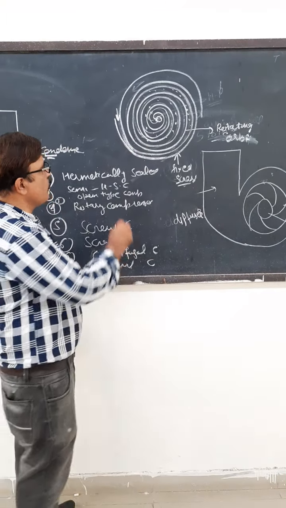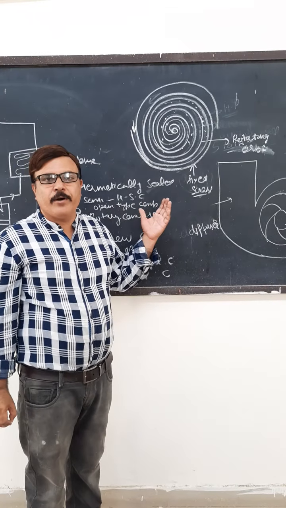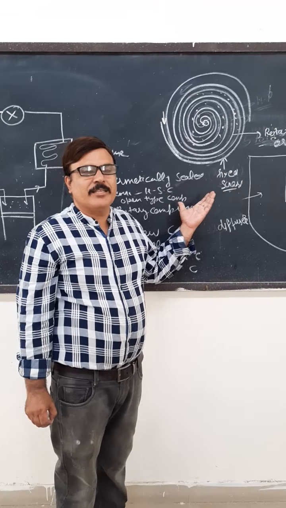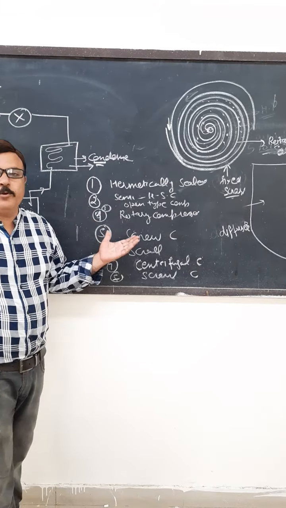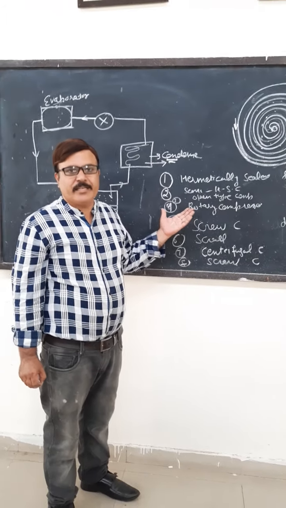So this type of scroll compressor is mostly used where tonnage capacity required is 5 to 10 ton. So this is mostly used for commercial and industrial purposes. So this is all about the compressors which we mostly use for refrigeration and air conditioning purposes.